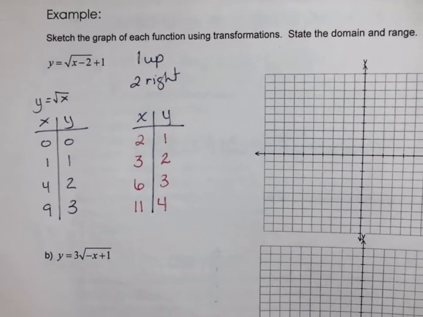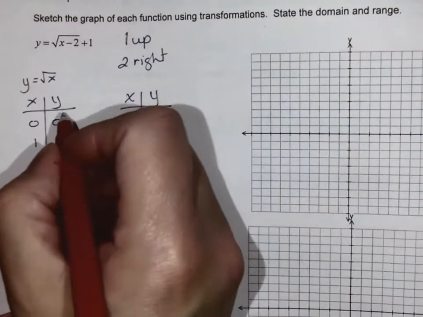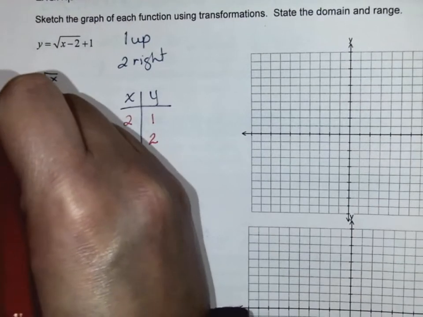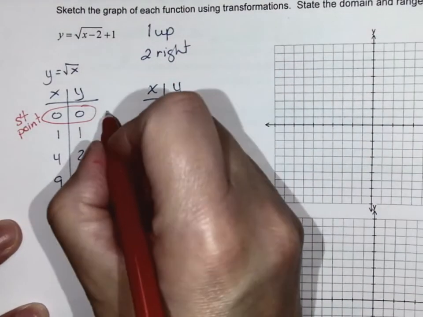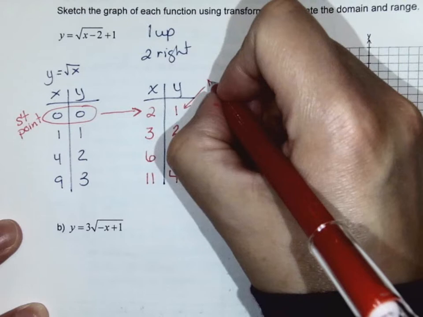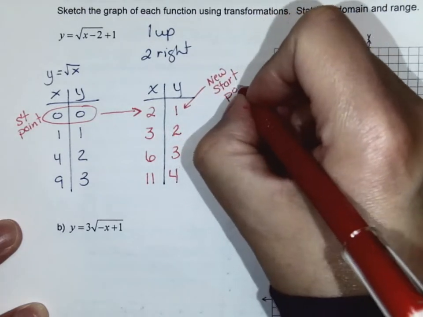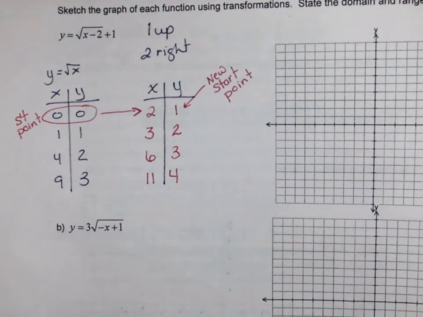Okay, let's graph that. This is our start point, right? This was the start point on our original graph. So that translates to that point. So this is my new start point. Okay?